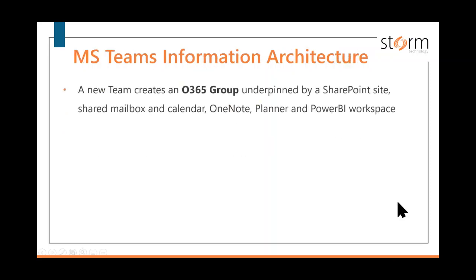So the information architecture underlying a team: when you create a new team, it creates an Office 365 group, and when that group is created, it creates a SharePoint site that's associated with it, a shared mailbox and calendar, a OneNote, a Planner, and a Power BI workspace. So you have a lot of tools there: the SharePoint site for storing your documents, the shared mailbox and calendar for communications and for events, to be able to see events coming up in the shared calendar.